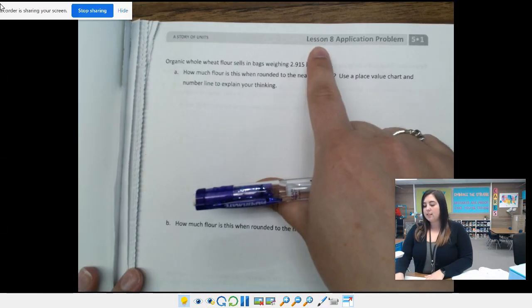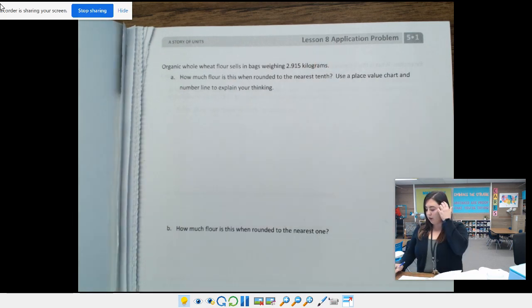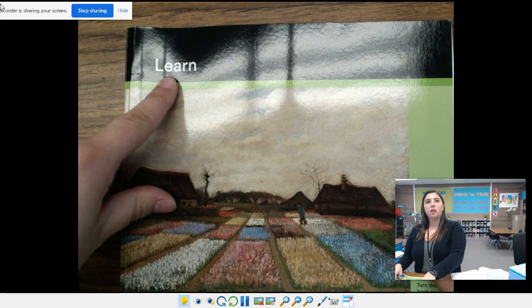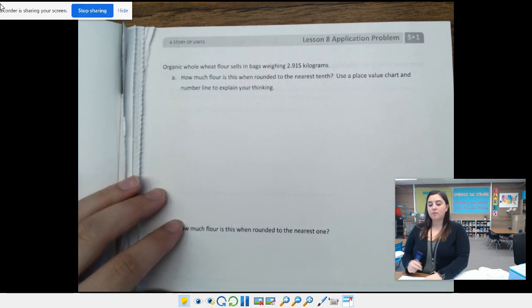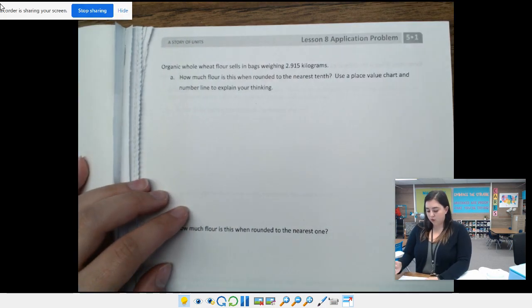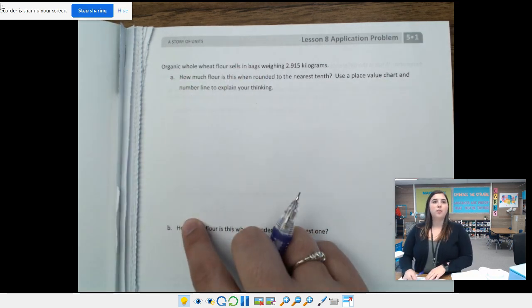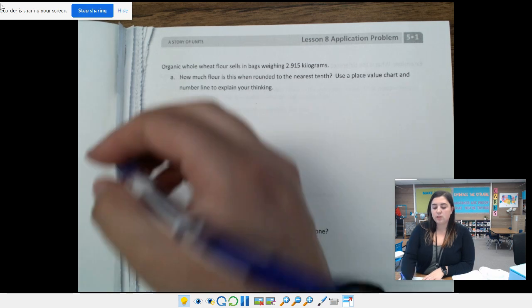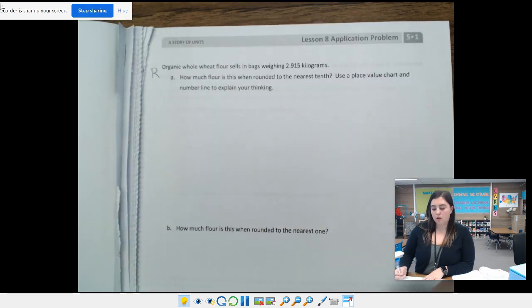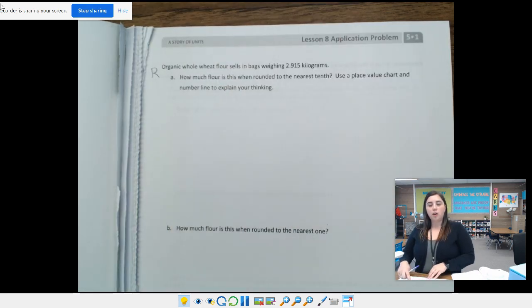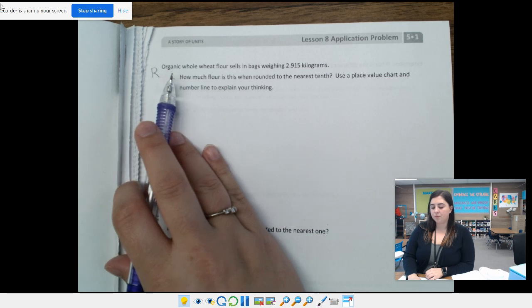So we are in lesson 8. This is our application problem. It's on page 57 in your Blue Spine Learn book. So we are read, draw, and writing, but notice there are actually two questions. We have an A and we have a B. So we still have to read it all. We'll solve, that's our draw, and then we have two questions we need to write. So let's read this first.